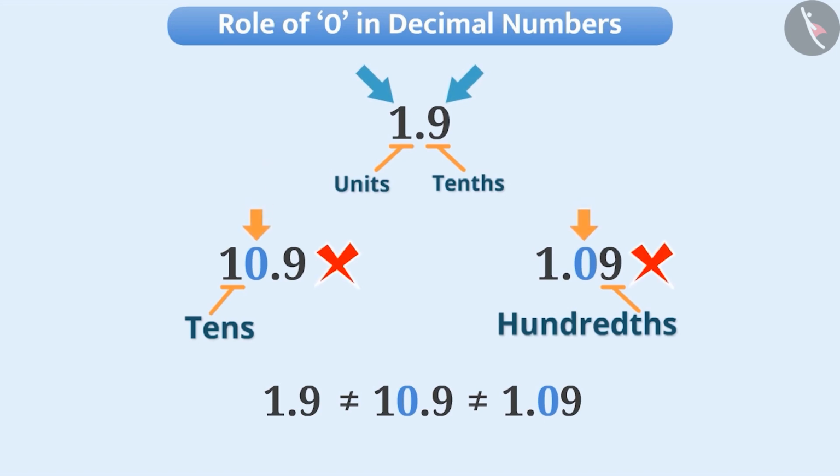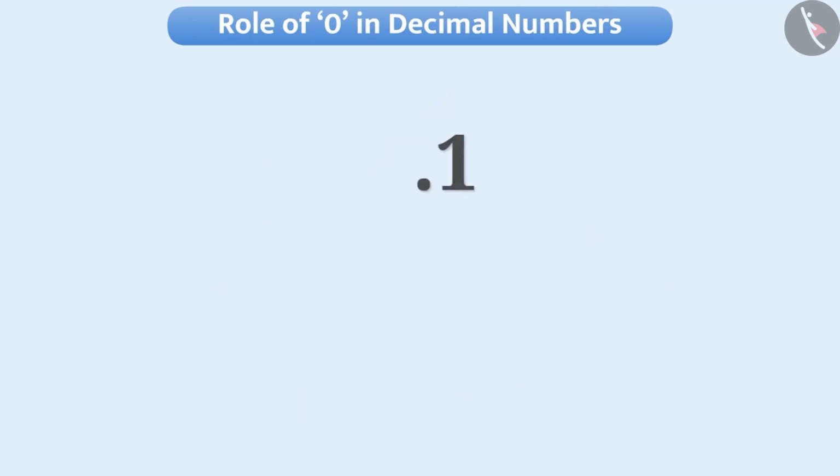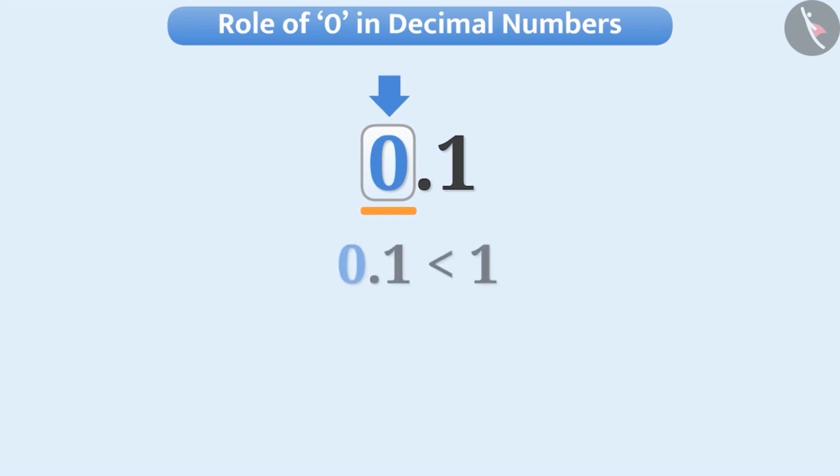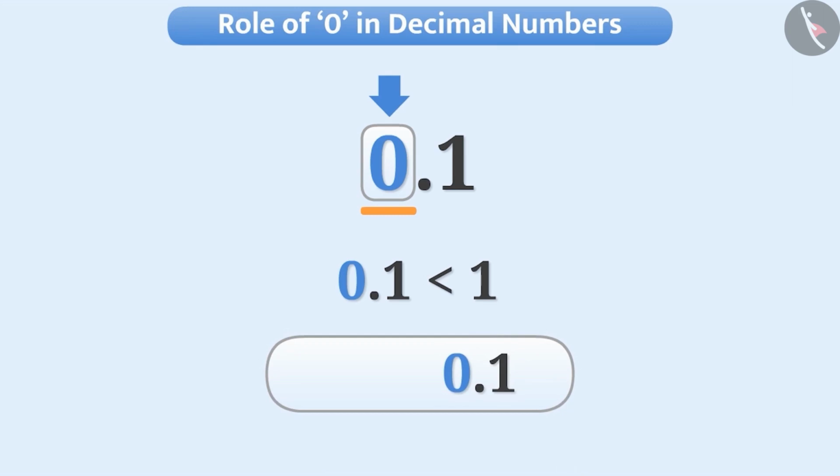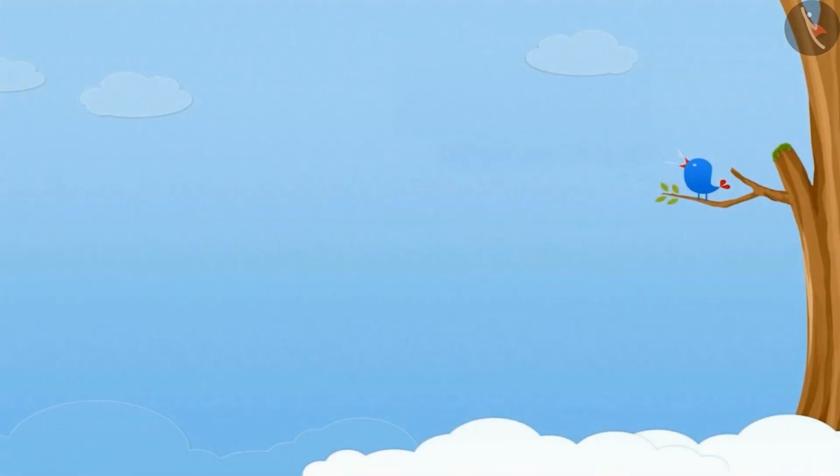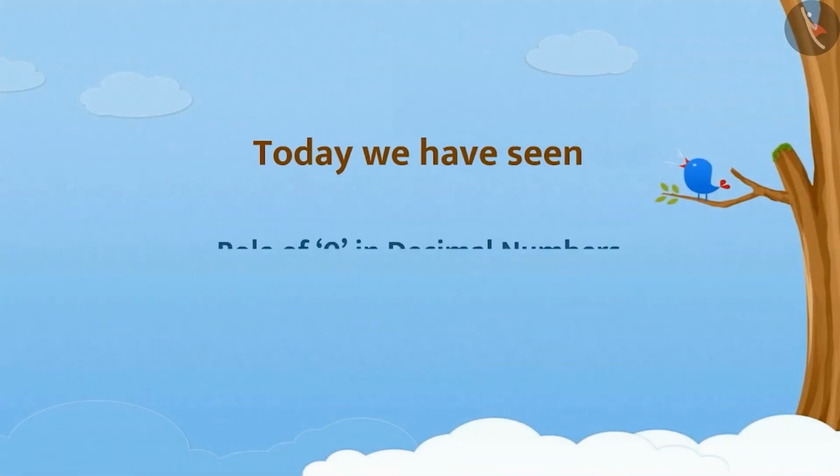In general, if there is no digit to the left side of the decimal point, then we keep 0 to the left of the decimal point. The number 0 before the decimal point represents that the number is smaller than 1. So either we write 0.1 or .1, the value of both is the same. Today, we have seen the role of 0 in decimal numbers.